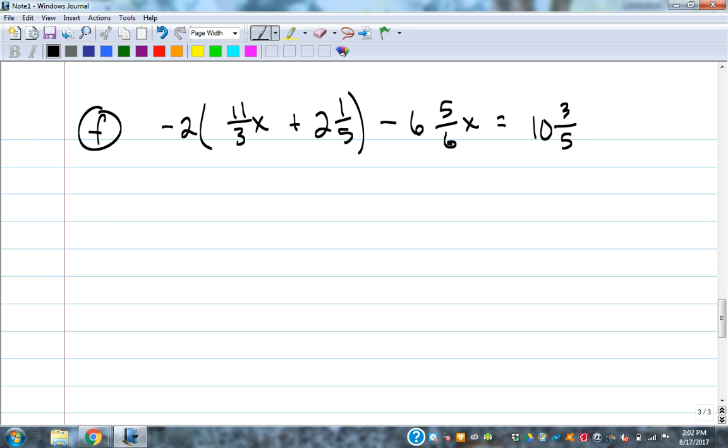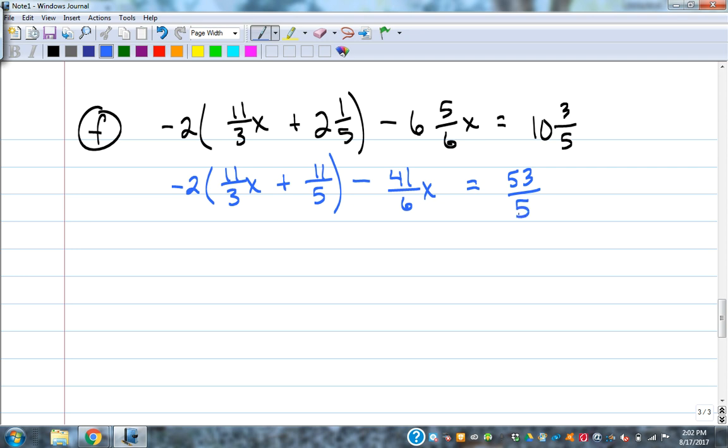Absolutely. Mixed numbers got to be changed into improper fractions. That's the first step for any problem that has mixed numbers in it. So I'm not going to change anything else, even though I know some of the steps that should happen. What's 2 1/5 as an improper fraction? 11 over 5. And then 6 5/6. 36 and 5 would be 41 over 6. And that'd be 53 over 5.